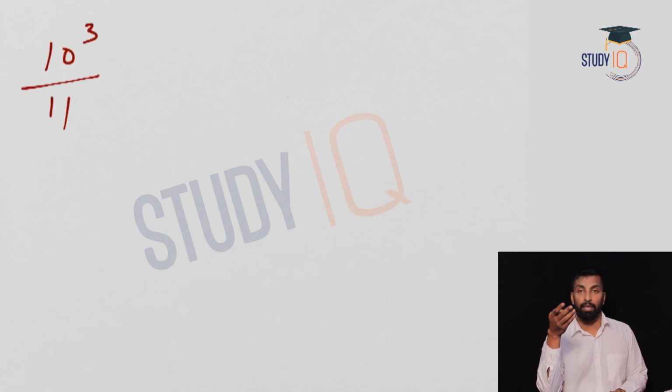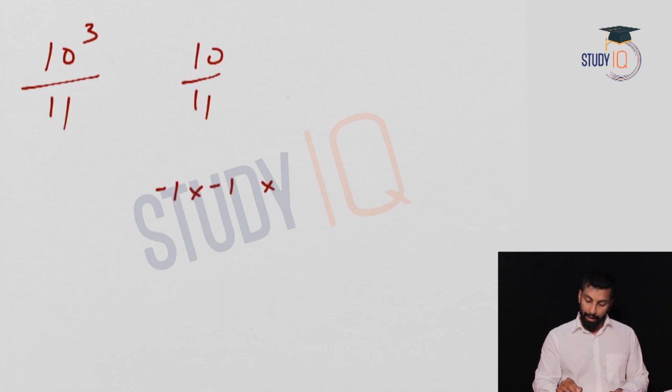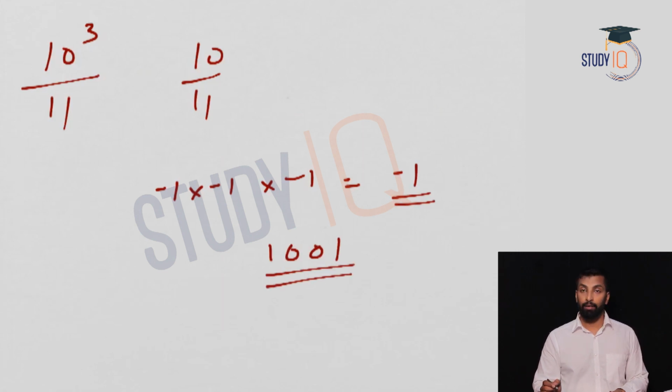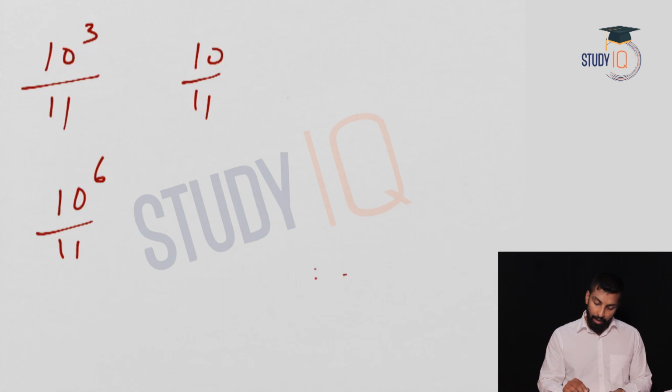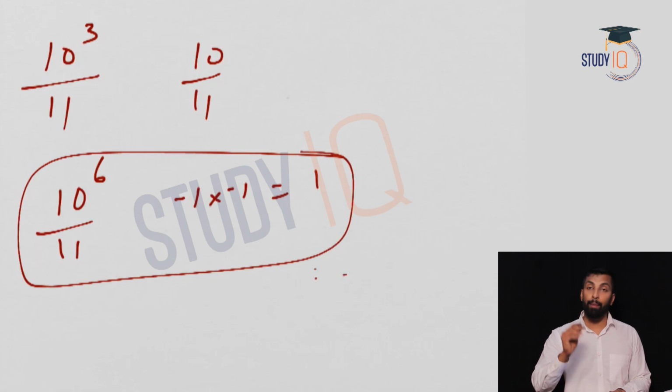Now why is it so? Because if you see 10 raised to 3 divided by 11, 10 raised to 3 is 1000. What is 10 by 11? The remainder is minus 1. So minus 1 into minus 1 into minus 1, you get minus 1. So 10 raised to 3 gives remainder minus 1. Then what is 10 raised to 6 divided by 11? Minus 1 into minus 1, which is 1. So we can apply the rule that we have learned in case of 7 and 13 also here.